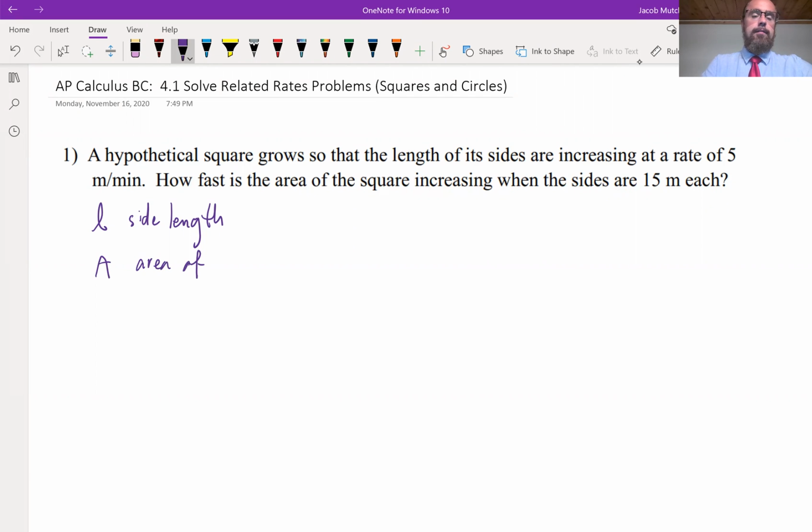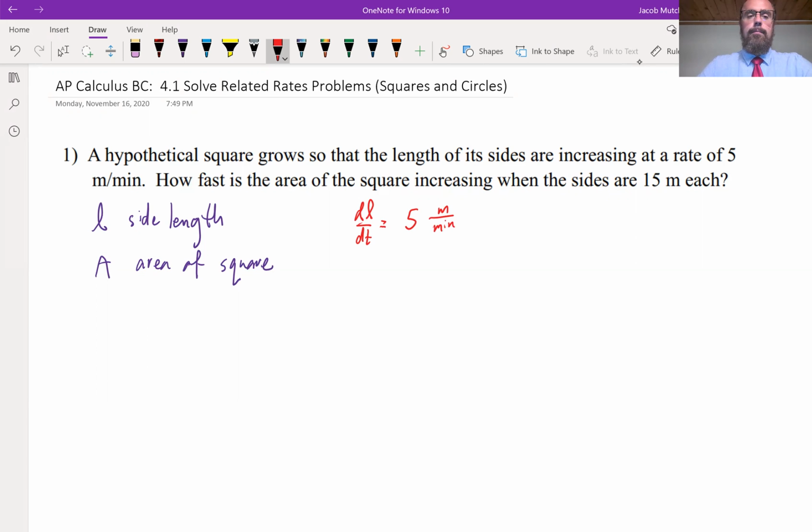Now, after I've identified the variables of the situation, the side length and the area of the square, I want to say what type of rates I'm interested in within the scenario. So I see that I have this statement that the length of the sides are increasing at a rate of 5 meters per minute. So I can identify that as a rate that involves the side changing as time changes. I'm going to call that dL/dt. And that is a constant value here. It's given as a rate of 5 meters per minute.